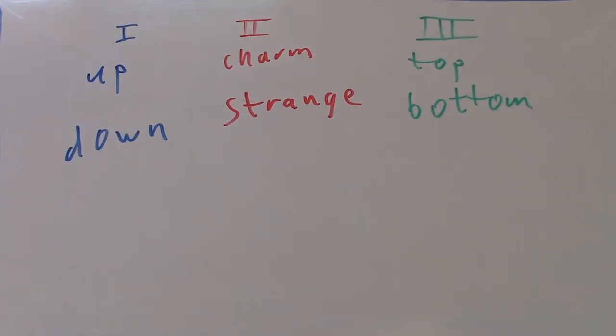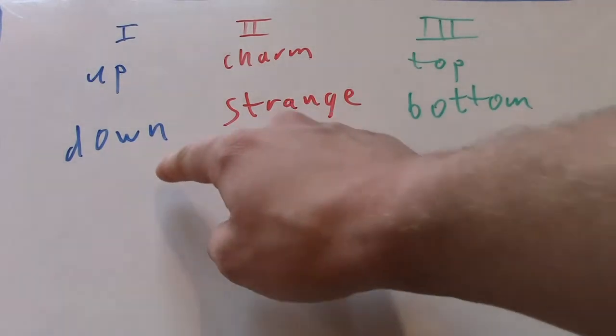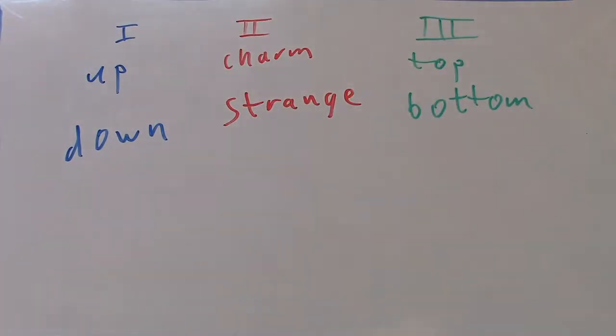Now, these last 2 generations of quarks are comparatively heavy and exceedingly rare. We are able to create them in particle accelerators, but when we do, they only last for a fraction of a second. This first generation, the up and down quark, is much more common. They're actually what makes up the protons and neutrons.